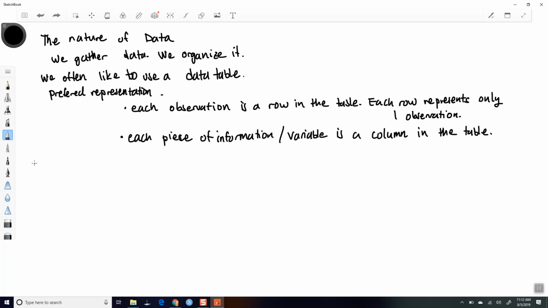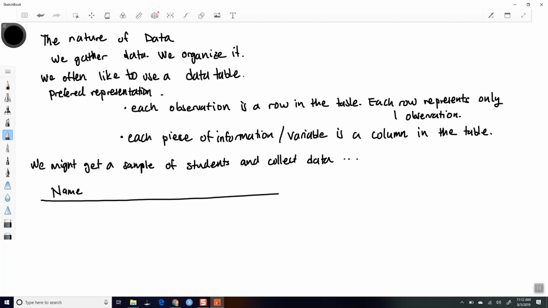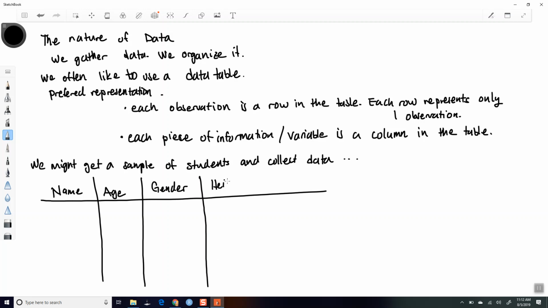Just some made-up data set. Let's say we might get a sample of data, a sample of students. Our table might look something like this. We might ask for their name, how old are you, their gender, your height, and hair color.